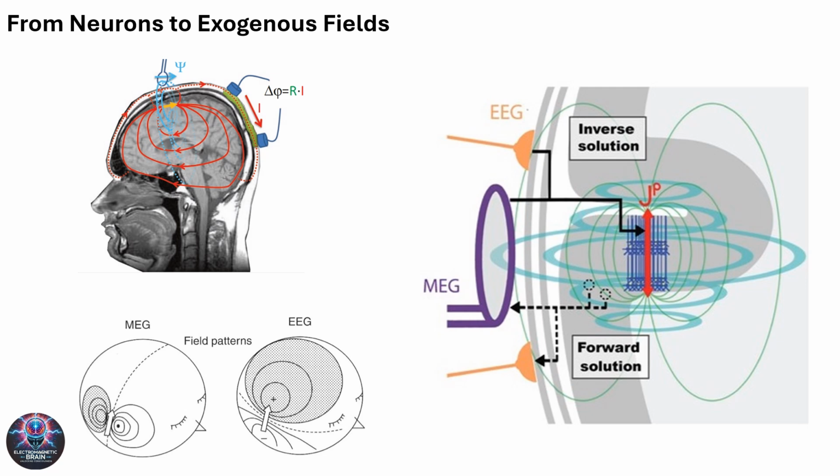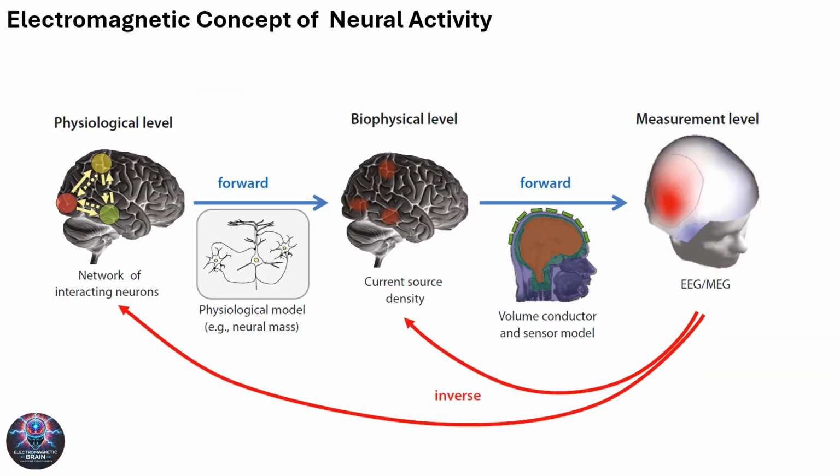Understanding these field patterns and their interactions between EEG and MEG measurements enhances our ability to interpret the brain's electrical and magnetic activity. Additionally, these concepts bridge the forward and inverse electromagnetic problems, which will be discussed in the next slide. The figure illustrates the structure of the neuroelectromagnetic inverse problem.